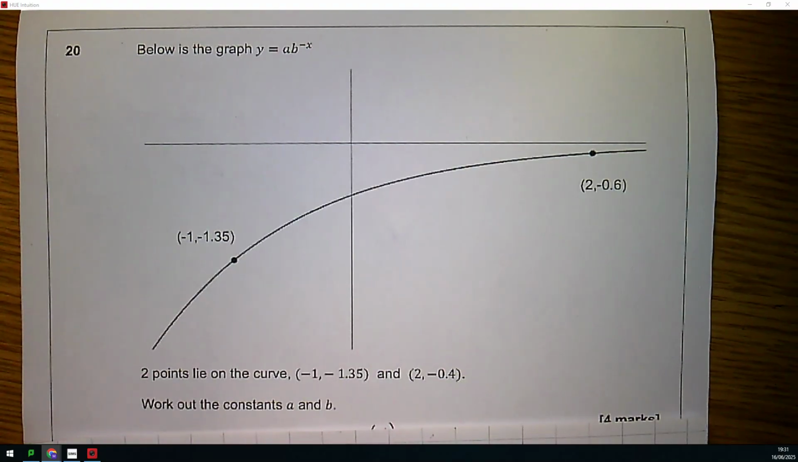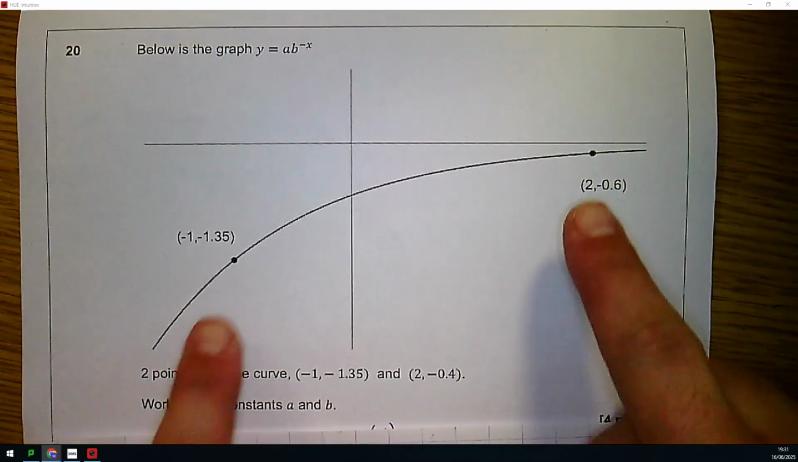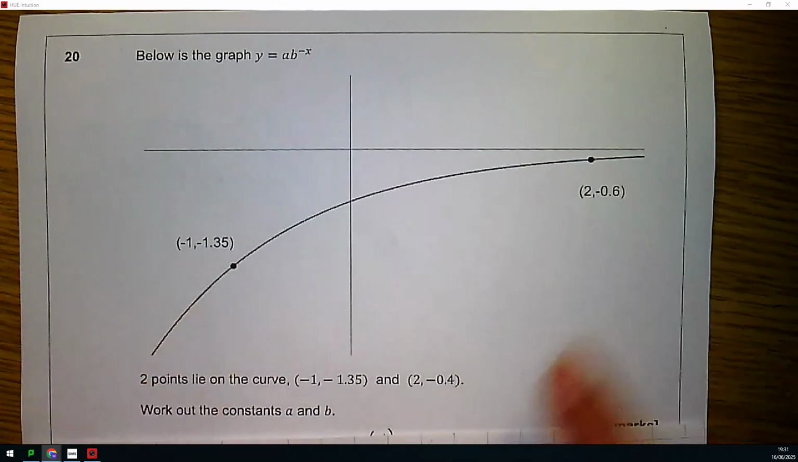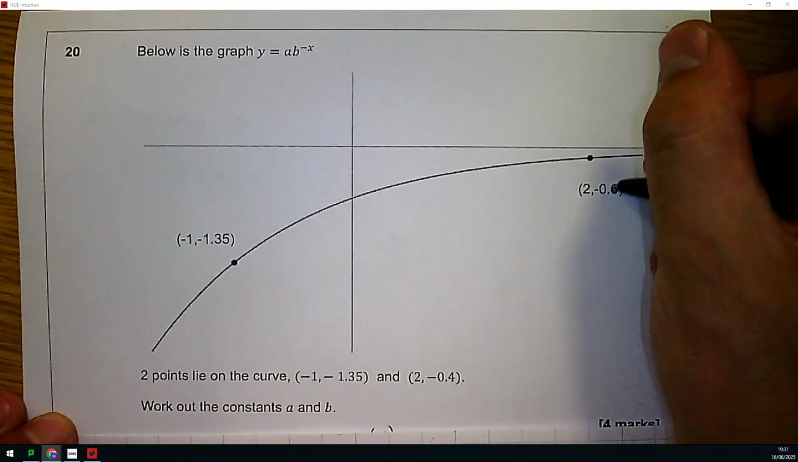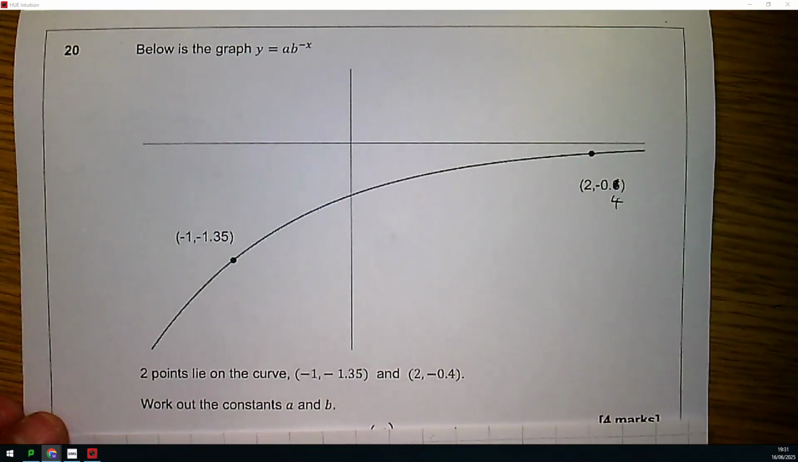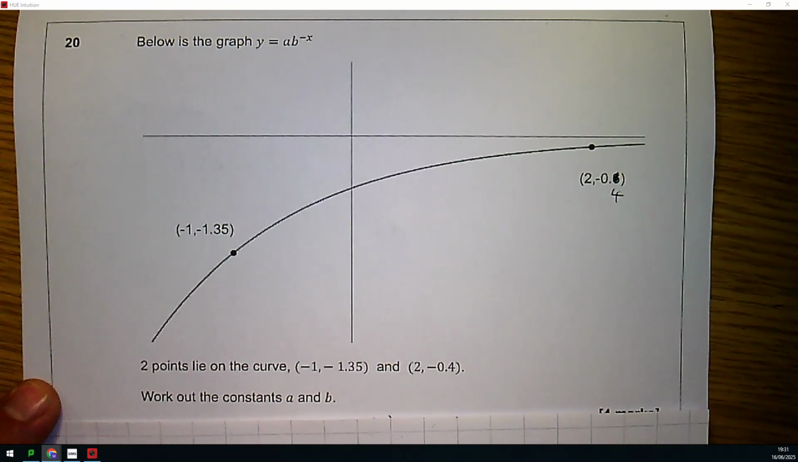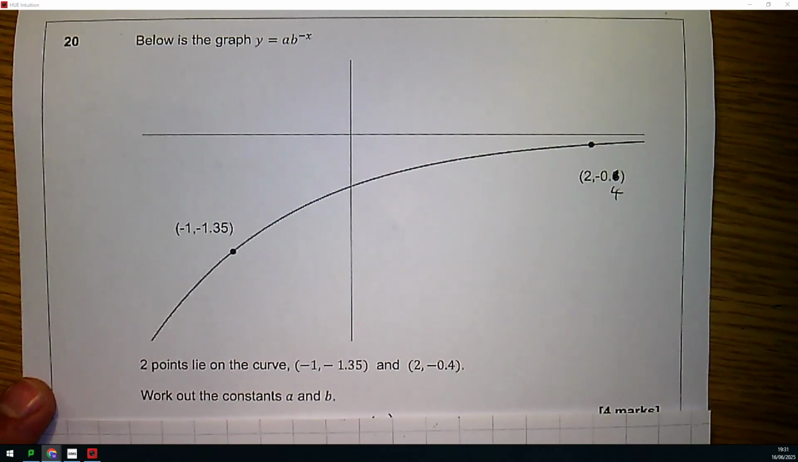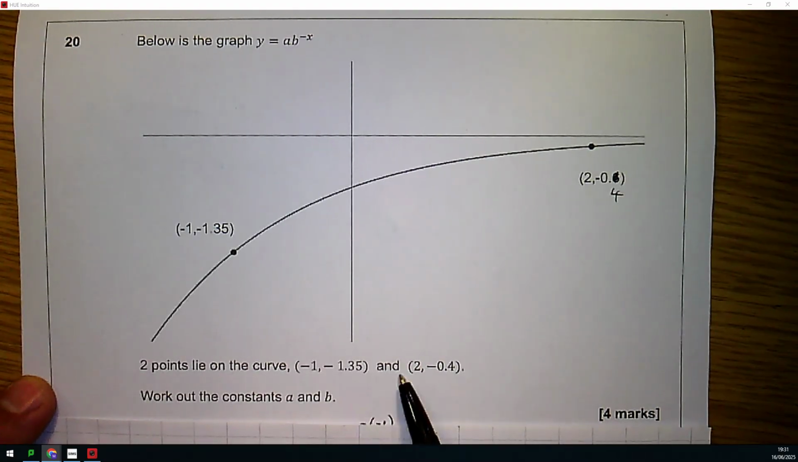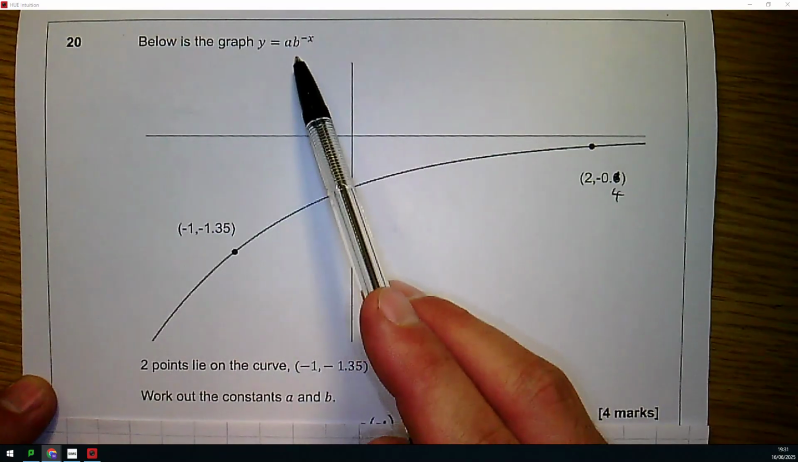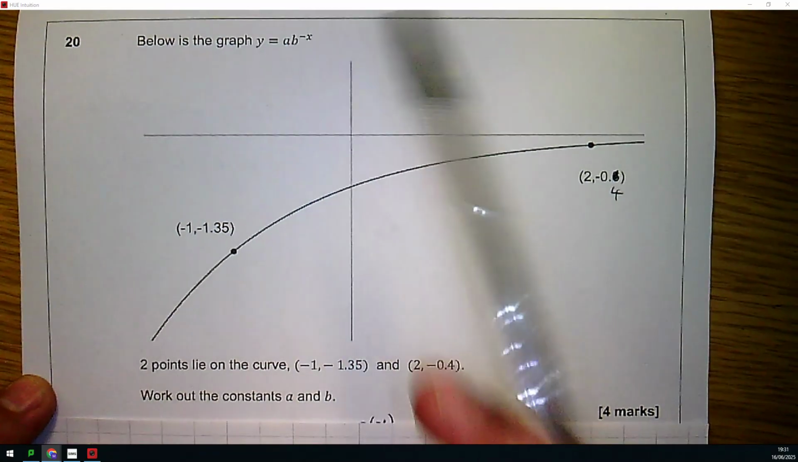Okay, below is the graph y is equal to ab to the power of negative x. We're given two coordinates that lie on the curve, and they're (-1, -1.35) and (2, -0.4). And there is a little typo there. Okay, work out the constants a and b. So this is an exponential graph, and effectively all you need to do is substitute the coordinates into the equation. Be careful because it says negative x.